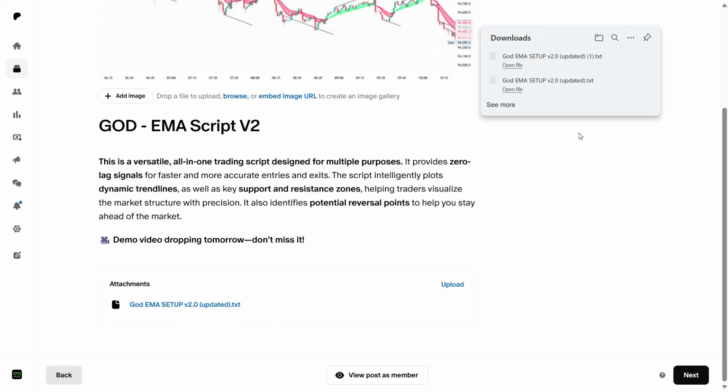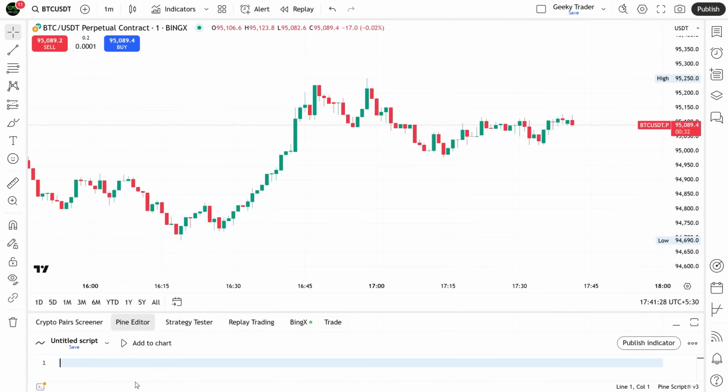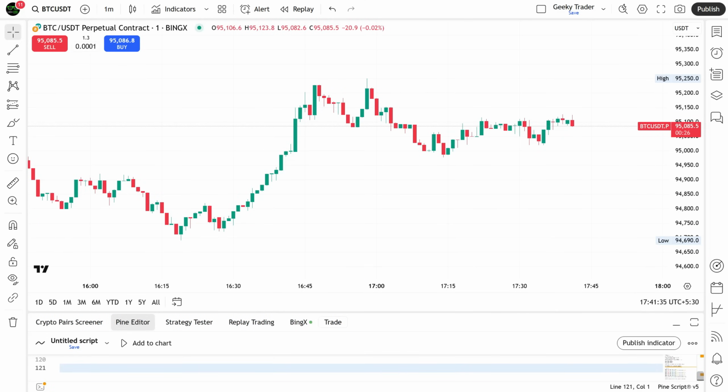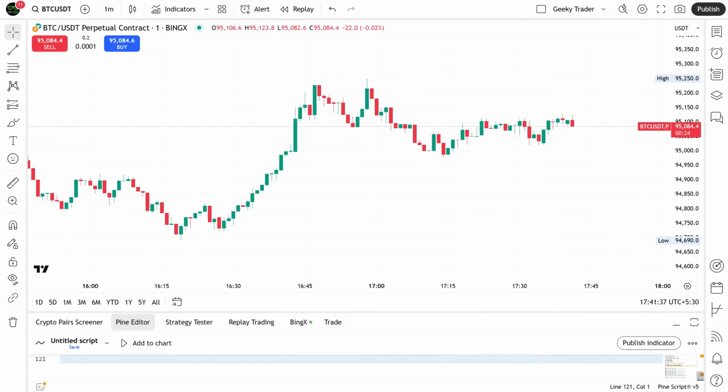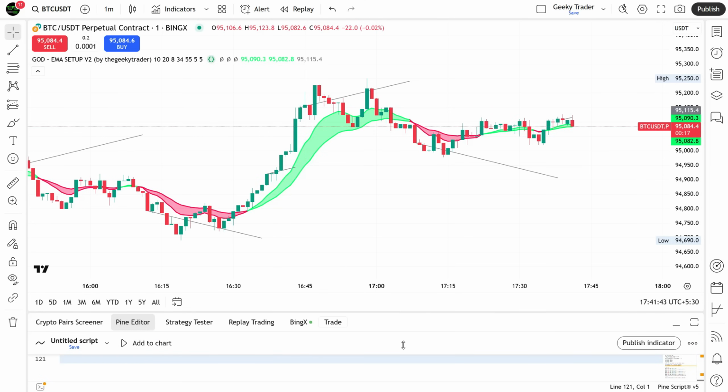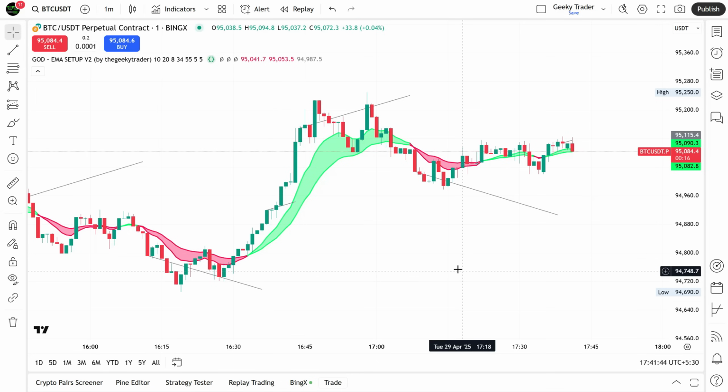Once you've downloaded the script, go ahead and open up TradingView. Copy the script code and paste it into the PineScript editor. Then, simply click the Add to Chart button and you're all set. You'll be able to see the script in action and start using it to make smarter, more informed trades. All right, let's jump into the demo and I'll show you exactly how it works, what's new, and how you can make the most out of it in your own strategy.